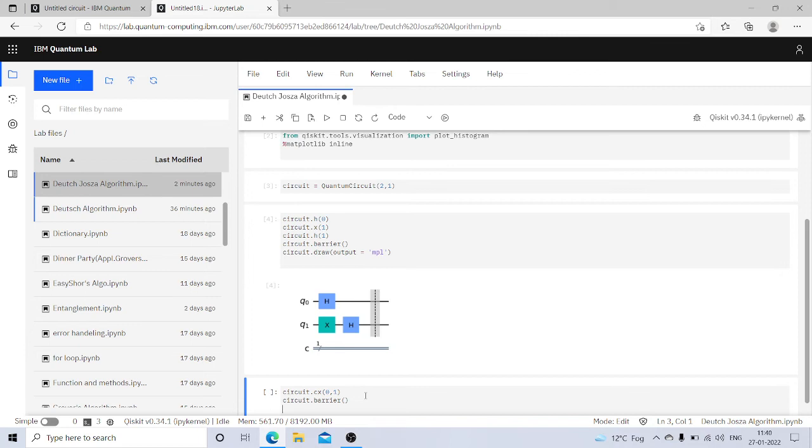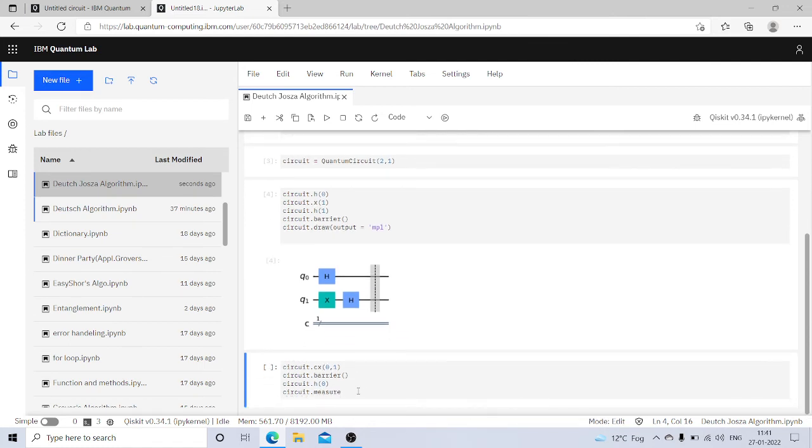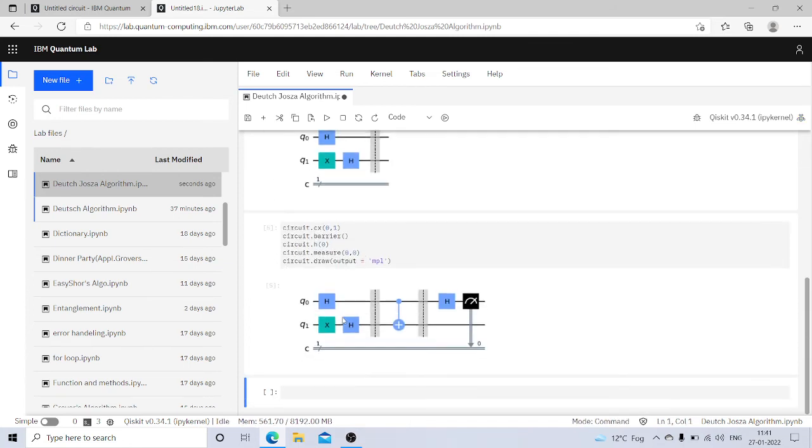And then I'm going to add a Hadamard gate to the first qubit, because we are only going to focus on the first qubit state and measure that only. So first let me apply the Hadamard gate on the first qubit and then measure it. I'm measuring the first qubit only, that's why I'm entering 0, 0, mapping the quantum bit to the classical bit. So okay, let's run it. So this is the kind of circuit.